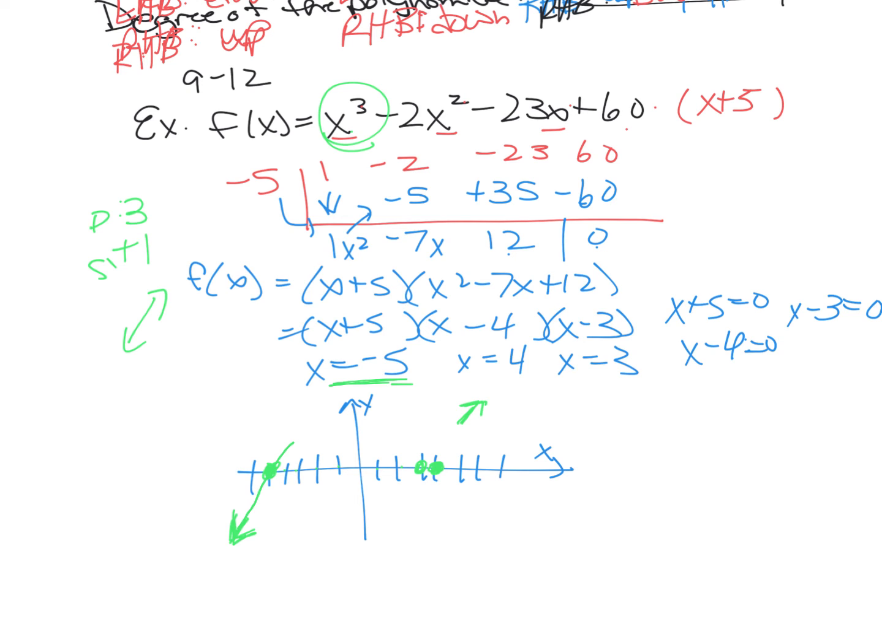If I saw -5 twice, that means it bounces like a ball. Okay, so I'm going to come through. My next point is 3. I see 3 one time, so I'm going to go all the way through, and then I have to curve back up, and so I see 4, and so my graph looks like this. So this is 9 through 12.